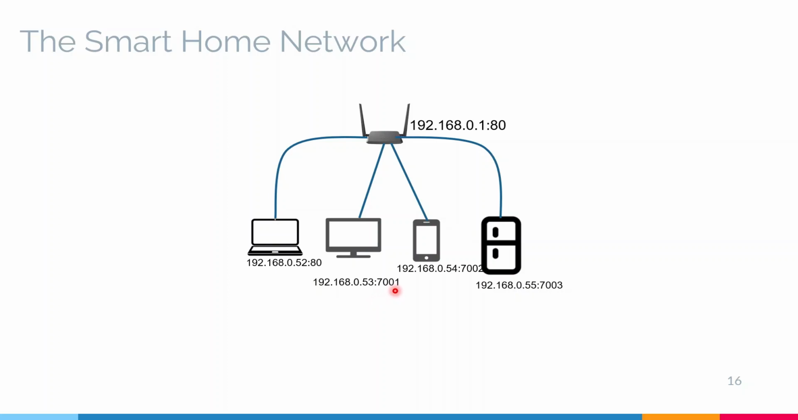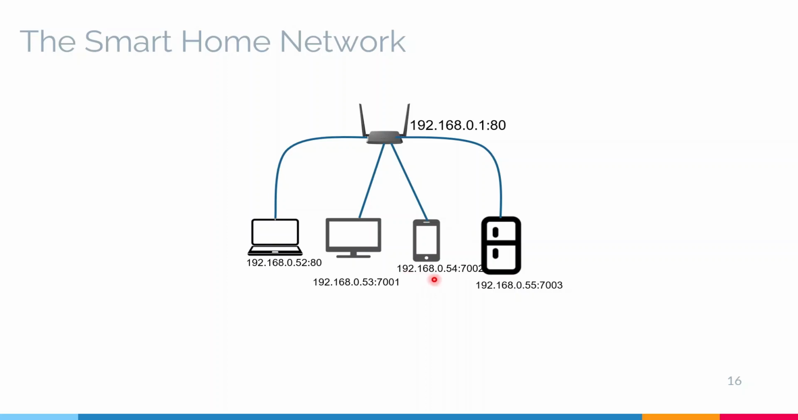Similarly, this smart TV is listening for requests on port 7001, and the request could be to turn on the TV, turn off the TV, change the channel, increase the volume, decrease the volume, and so on. Let's go to the refrigerator. Again, the refrigerator is also listening for requests on port 7003 so that it can turn on, off, or maybe regulate the temperature.